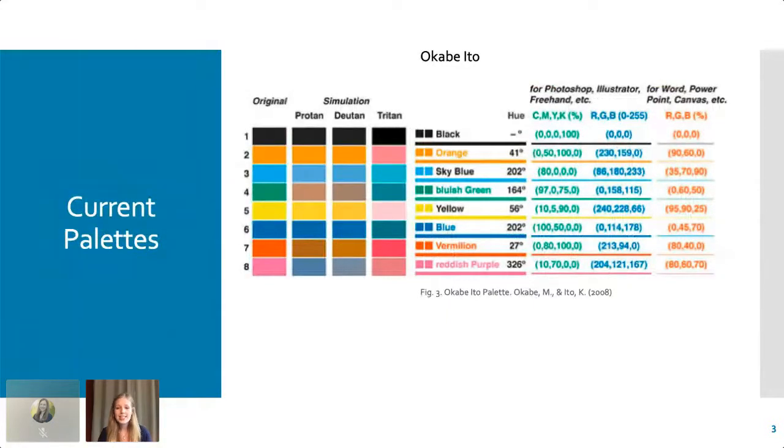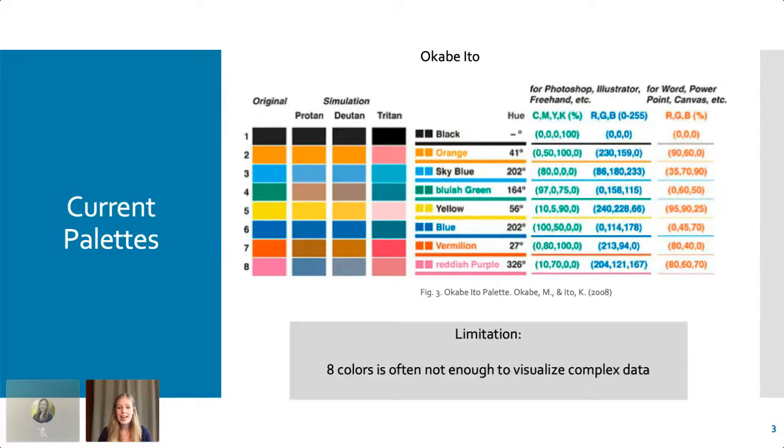One of the current leading accessible palettes is the Okabe-Ito color palette, which, as you can see when run in the three different types of CVD simulations, is universally CVD friendly. This is great. However, this palette is limited to 8 colors, which is not sufficient for visualizing complex data.